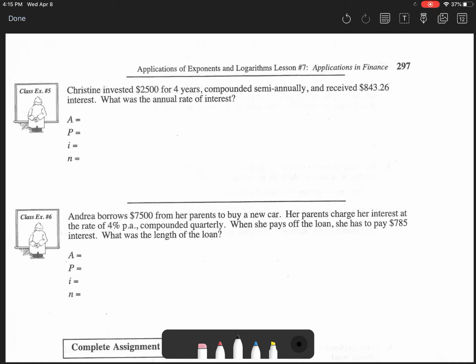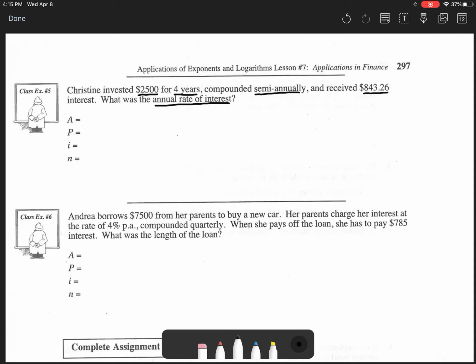So hopefully how I got the values of I and N are somewhat clear, and again, we'll walk through them in these next two questions and see if it is making sense. So it says Christine invested $2,500 for 4 years. Again, always feel free to underline the important things. So we're investing for 4 years, and there's how much she's investing. She's compounding semi-annually, so twice a year, and they want the annual rate of interest. That's what they're after. And she actually got this much in interest, so we'll see how that plays into the calculation.